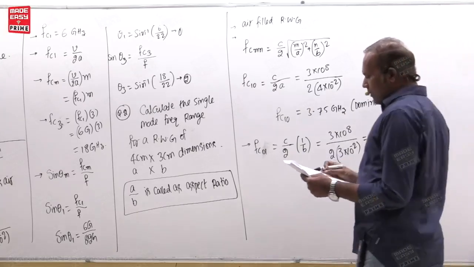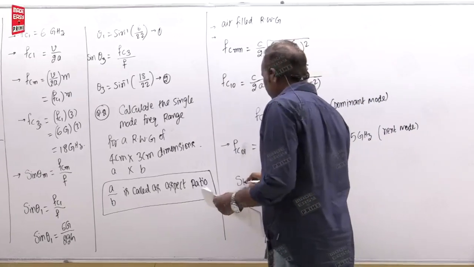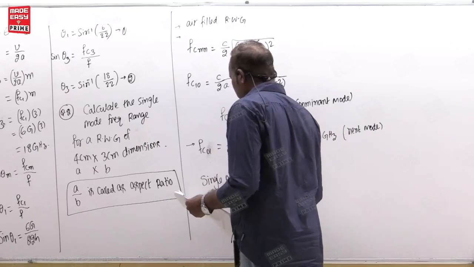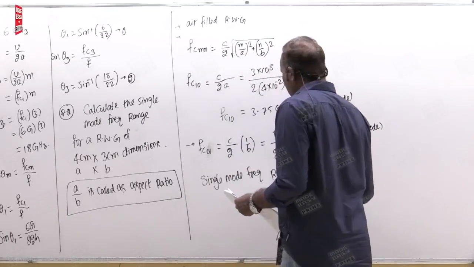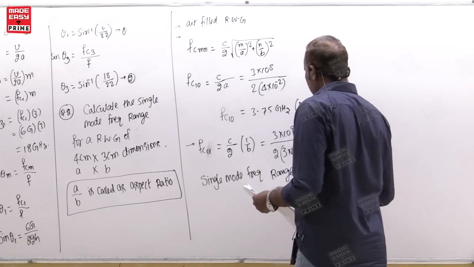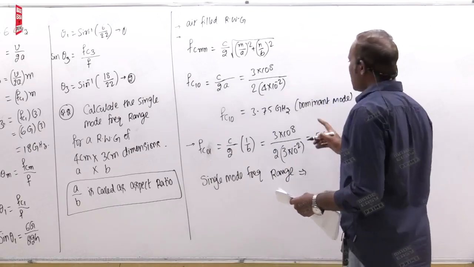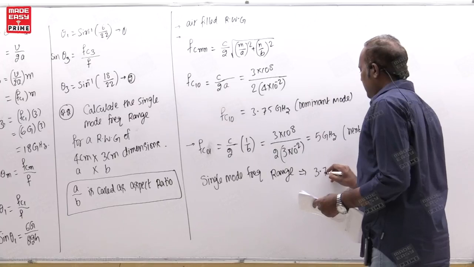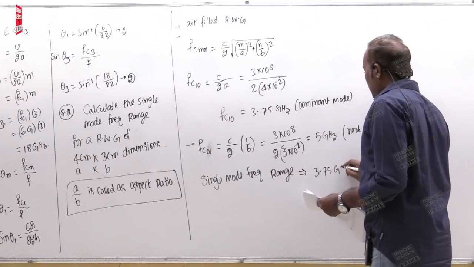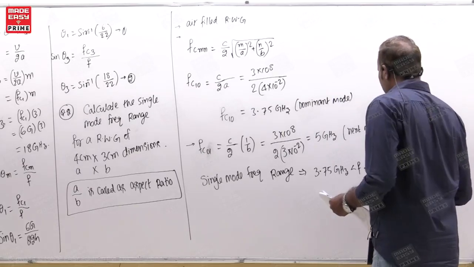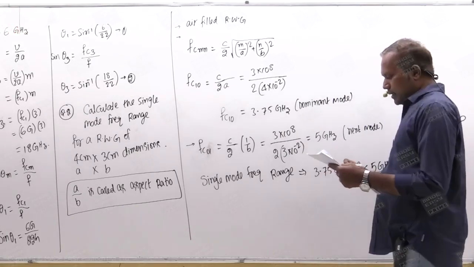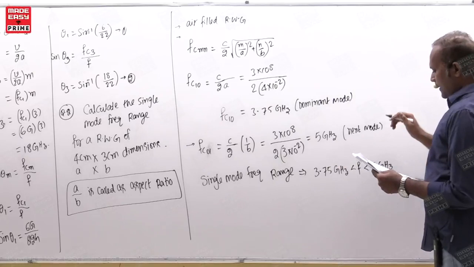So now the single mode frequency range. Single mode frequency range implies here the least one is 3.75 gigahertz less than F less than 5 gigahertz. So this is the answer, right?